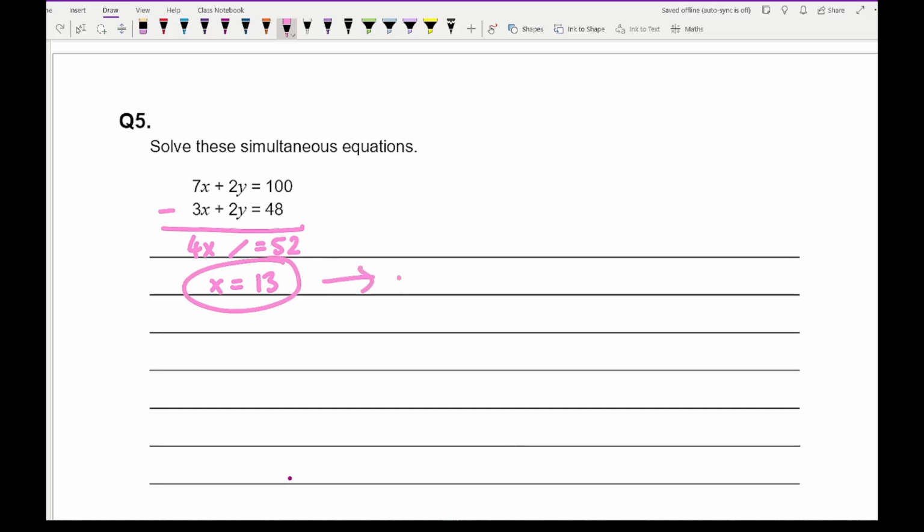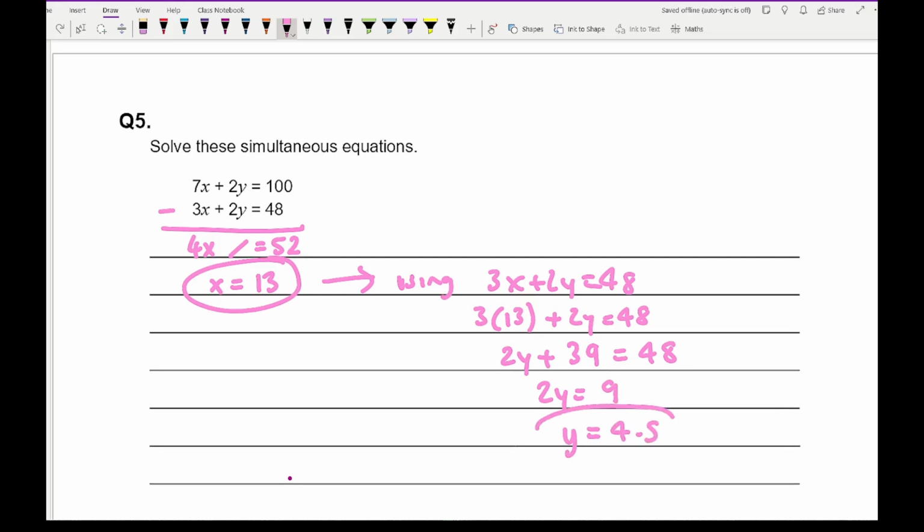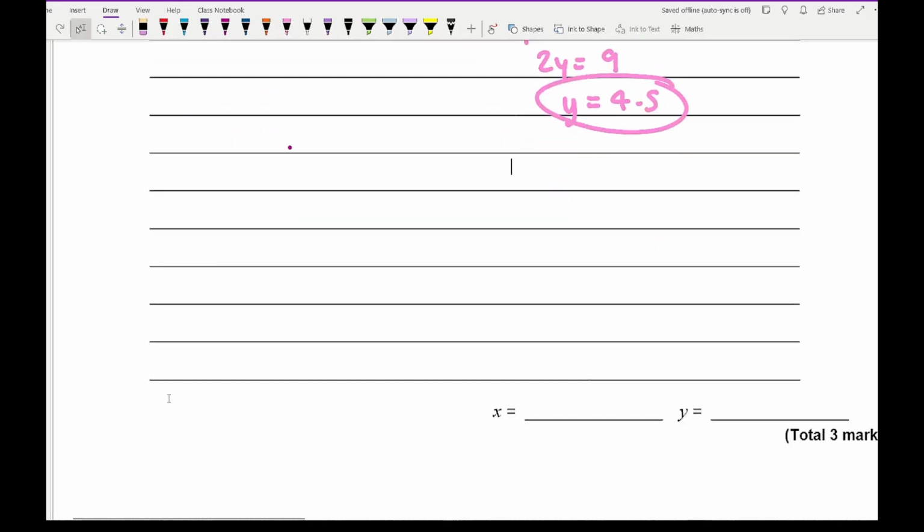So then using one of the expressions, let's go for 3x plus 2y equals 48. I substitute x equals 13, so I've got 3 lots of 13 plus 2y equals 48, which leaves me with 2y plus 39 equals 48. That should be, yeah. And then we've got 2y equals 48 take away 39, which leaves me with an answer of 9. So y equals 4.5, and there are my two values. So I just need to write x equals 13 and y equals 4.5.